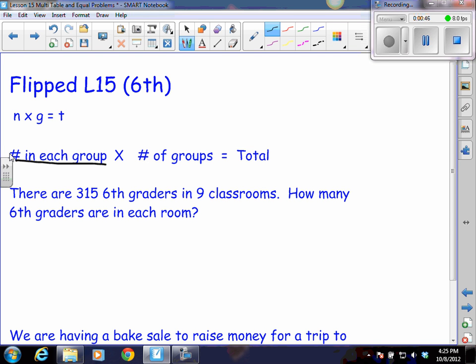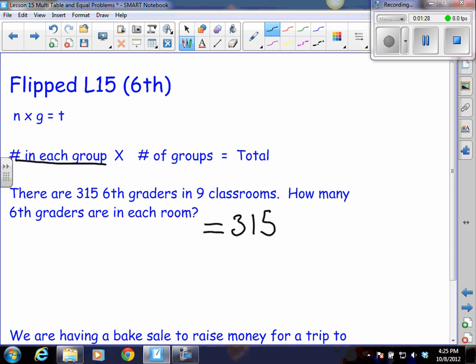All right, step one, in any word problem, of course, is to write the equation after we have read the problem itself. So our example: there are 315 sixth graders in 9 classrooms. How many sixth graders are in each room? And so we need to plug our information into our equation. The first thing we see is the number 315, which tells us our total. So that is going to equal 315. So we have one step.